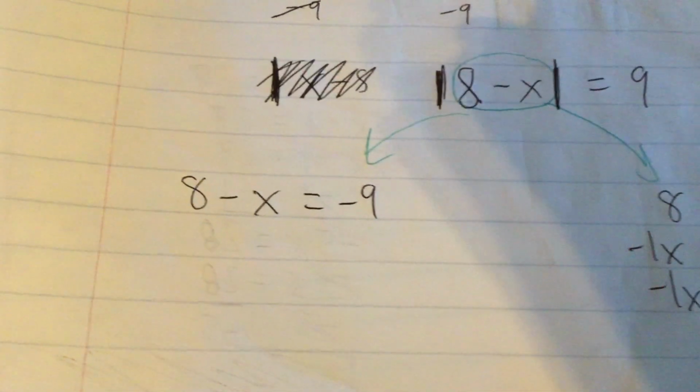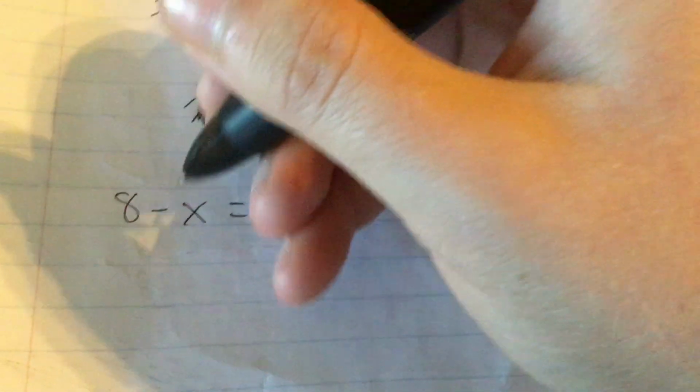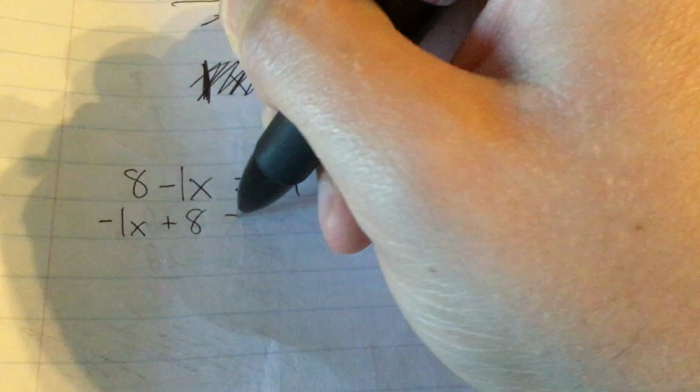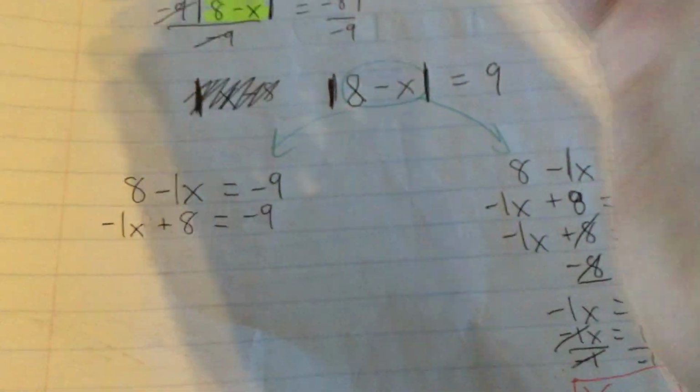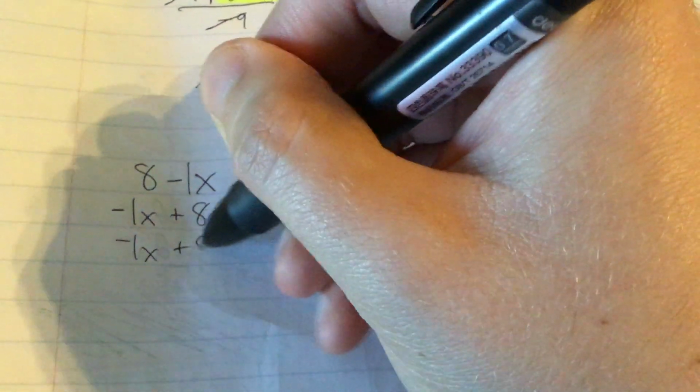The other way is, hey, same old, same old. There's no coefficient in front of x, so I can put a 1, if that makes my life easier. And then I'm going to rewrite the problem as -1x plus 8 is equal to -9, because that makes me feel safe. And then I'm going to subtract 8 from both sides.